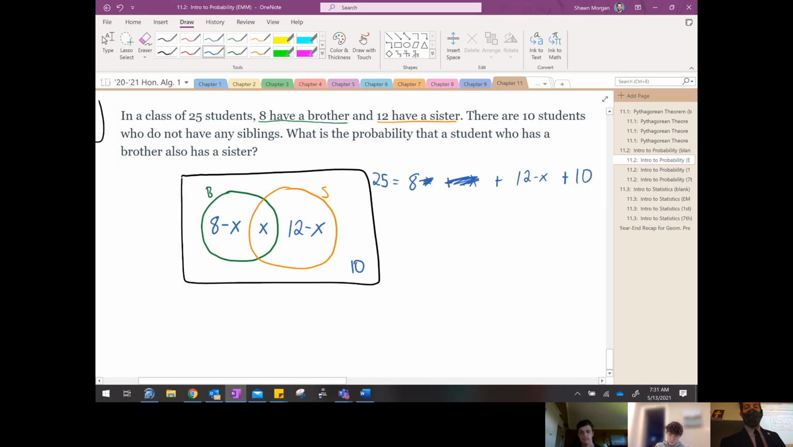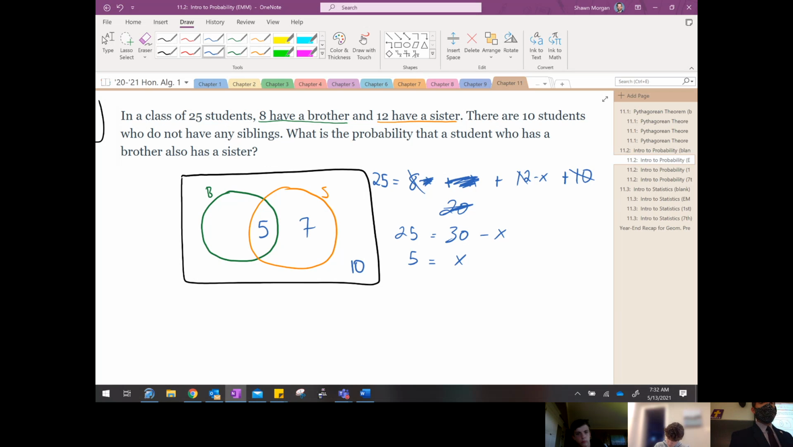Minus X plus X is going to cancel out. 8 and 12 makes 20, and 10 makes 30. So I'm just checking off these numbers. 30 minus X equals 25. So X must equal what? 5. X must equal 5. And now I start to fill in what's going on. There's a 5 there. 12 minus 5 leaves me with 7. 8 minus 5 leaves me with 3. And now I've got all 25 kids accounted for, right?